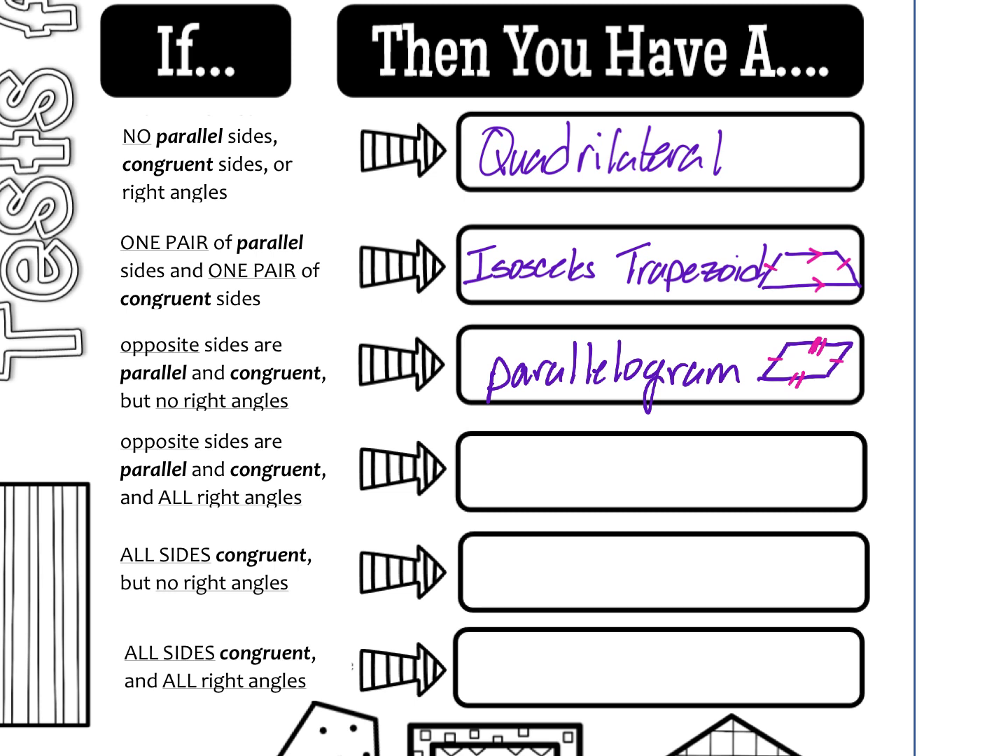Okay, next, opposite sides are parallel and congruent, and all angles are right angles. What is that? So they're opposite, they're parallel, and they're congruent, and they have right angles. What does that mean? It's not a square. It's a what? Rectangle. It says opposite sides are congruent, so it doesn't say all sides are congruent. That's a square, right? Opposite sides are congruent. So rectangle.